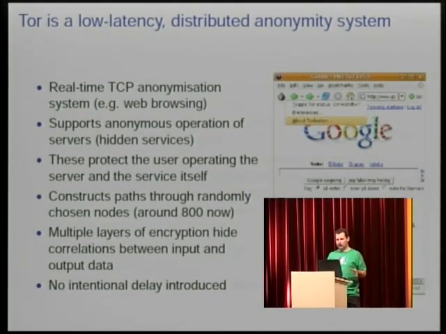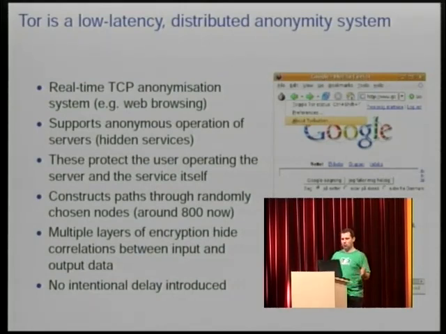In addition to hiding your path, it also tries to hide your data. So when you send out the data, you wrap it up in layers of encryption. And each time it goes through one hop, one layer of encryption is removed. That means the data going into a Tor node is different from the data coming out. And that tries to hide correlations in the data itself. But Tor doesn't introduce any delay intentionally, although it can be slow at times. And this means it's vulnerable to traffic analysis, which you can hear about in more detail on day three.